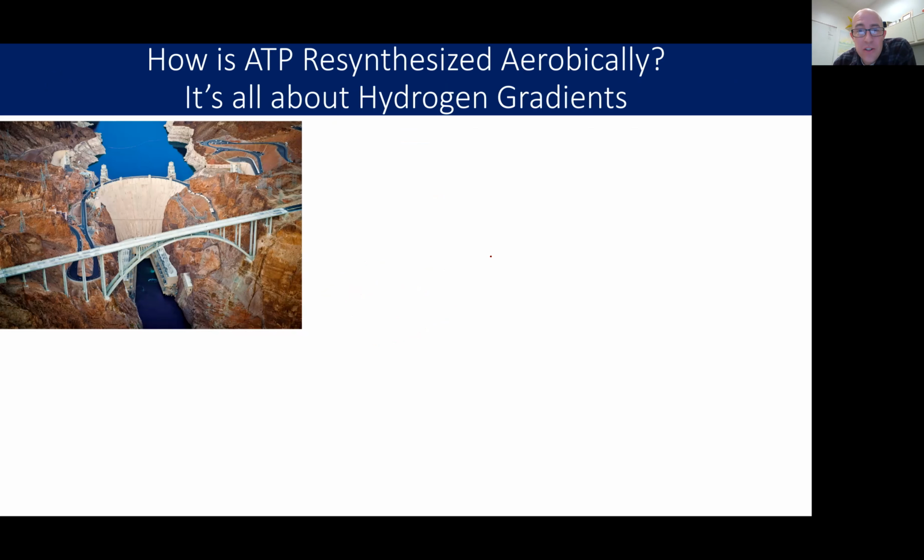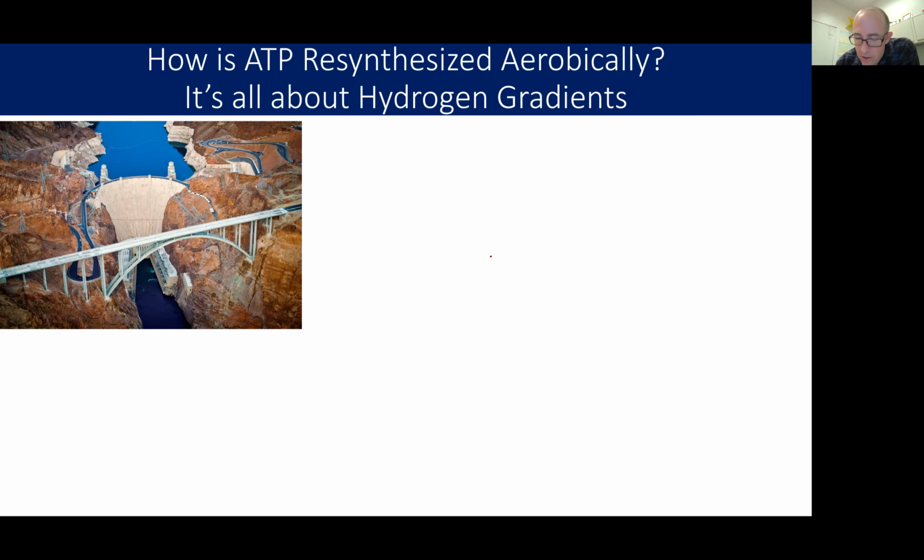It's all about hydrogen gradients. Now, this is a chance where I get to take some of my Nevada pride. I'm from Las Vegas. And right outside of it, we have the Hoover Dam, which has dammed up the Colorado River. And this dam is what provides electricity for a lot of Southern Nevada, Southern California, Arizona, and a lot of other places. And the way that dams make electricity is similar in concept to the way your mitochondria are going to make ATP or resynthesize ATP.